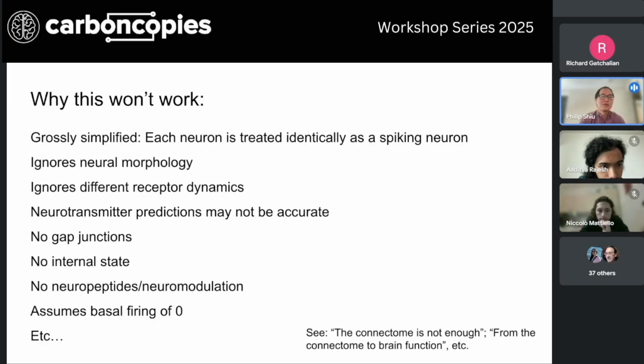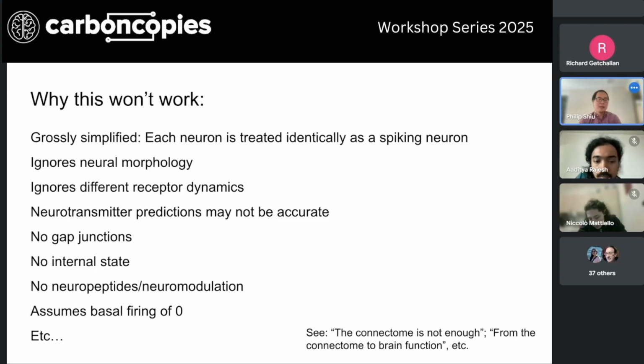The neurotransmitter predictions might be inaccurate. We ignore gap junctions. Those are the electrical connections, like if two neurons are coupled together with gap junctions, and we basically can't find those in the FlyWire connectome. So we only care about synaptic connectivity rather than gap junctions.